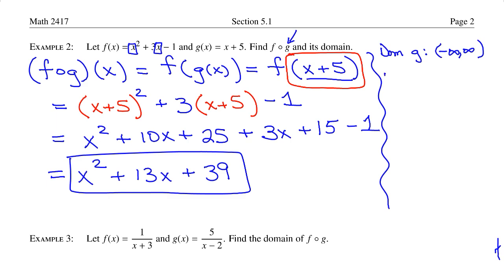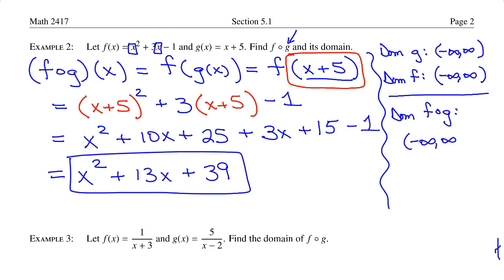Then we look at the domain of f. Is there anything that f cannot take? And the answer is no. It's a polynomial. It has the full domain as well. Well, if both of these have the full domain, then the composition domain is going to be the full domain as well. So the domain of f composed with g is all real numbers.